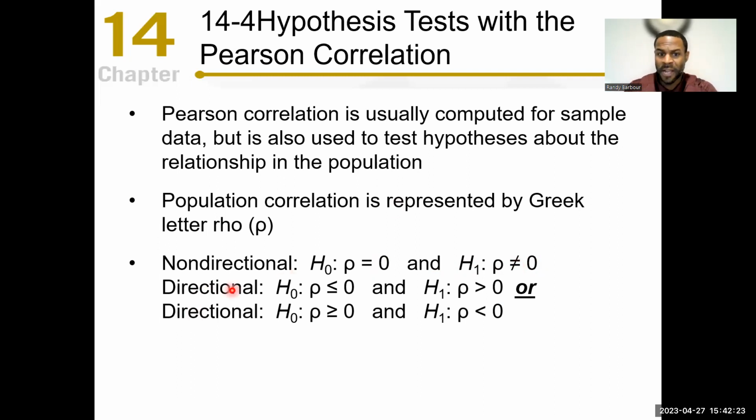When we're looking at the directional, right? This one right here says that there is a positive relationship. So the null hypothesis says that there is a negative or zero correlation in the population. And then the alternative hypothesis says for this first one that there is a positive relationship between the x variable and the y variable, and the opposite is true for this one, right? So it says that there's a positive or zero correlation, and then this alternative says that there's a negative correlation, right? So you're doing a directional correlation for the directional hypothesis. Okay.